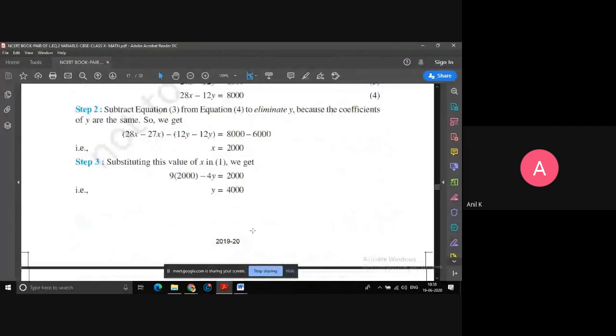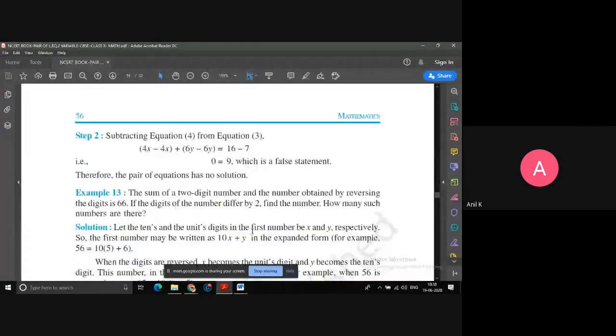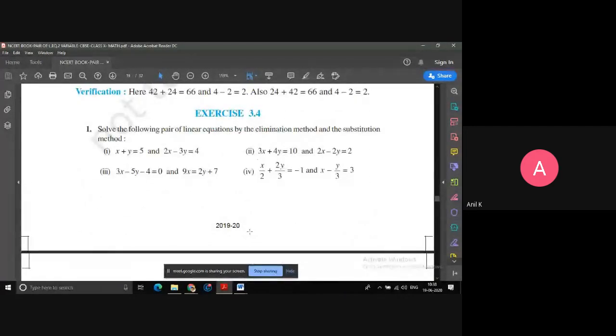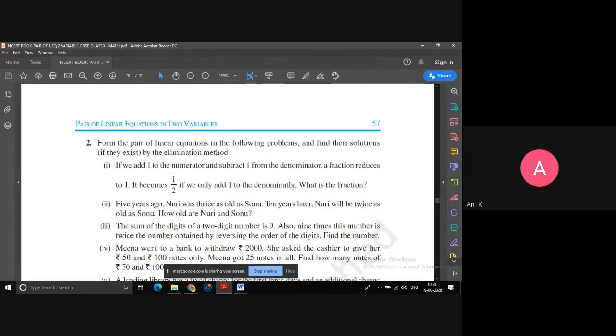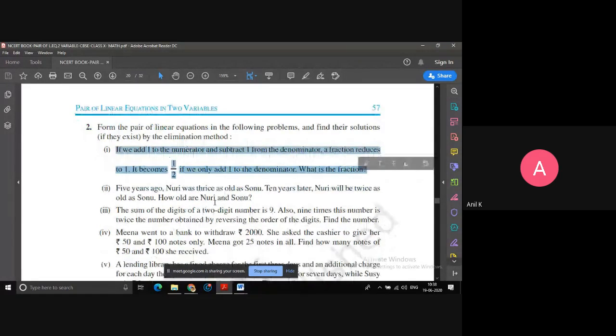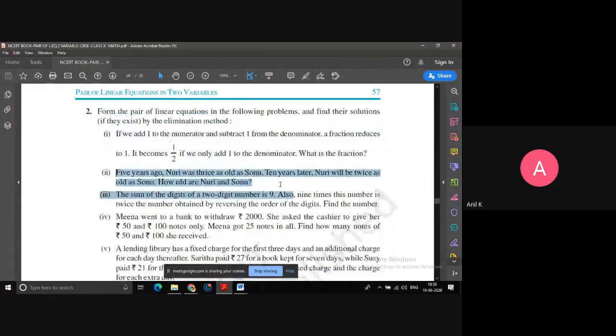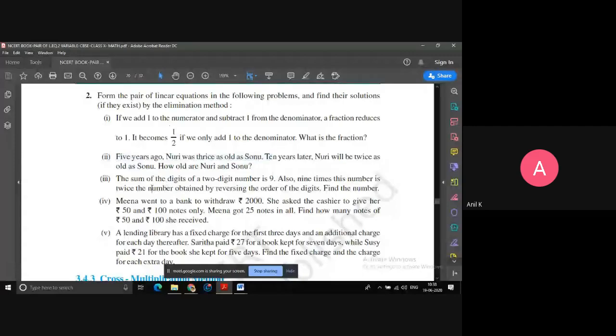Now if I move to exercise 3.4, you can solve these by the elimination method. I think these all you can solve by elimination method. Then in word problems, the numerator question is a fractional question, you can solve it. The age question, this also you can solve it. From question number 3, I'll explain in the next video.